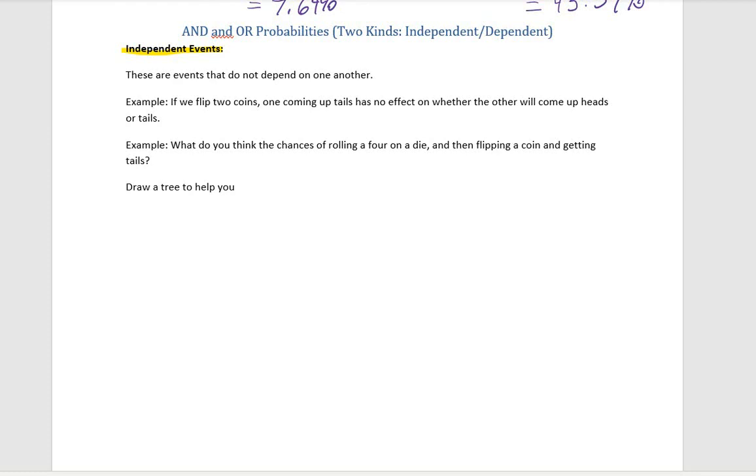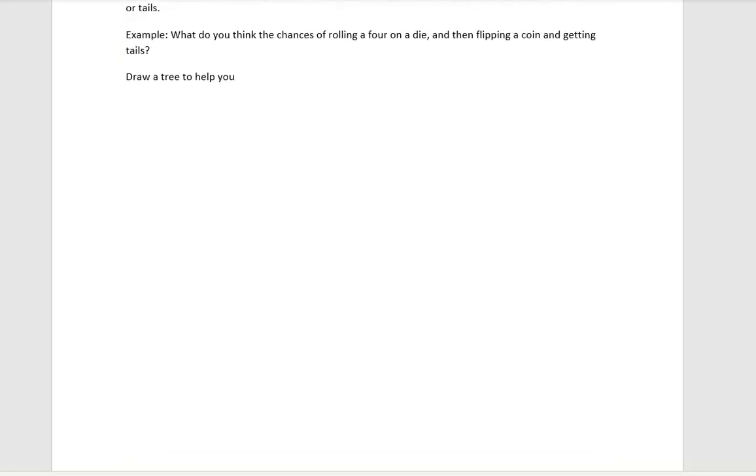So for example, let's say we want to look at the chance of rolling a fair die and getting a 4 and then flipping a coin and getting tails. So notice these two are independent because one doesn't depend on the other. The coin flip doesn't depend on the die. So let's go ahead and draw a tree to help us. So we're going to have 1, 2, 3, 4, 5, and 6 for our dice.